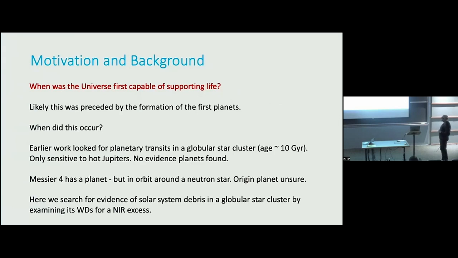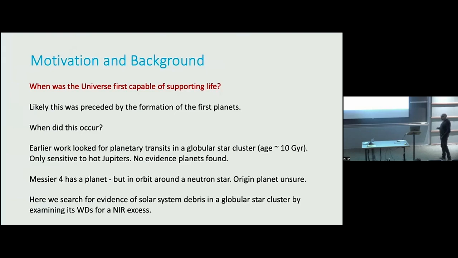For example, there was a planetary transit program 15 or 20 years ago with Hubble in the same cluster I'm going to be talking about, 47 Tucanae, age about 10 gigayears, and they looked for planetary transits. It wasn't a very sensitive survey because they could only look for hot Jupiters at the time, and no evidence of planets was found. We know that Messier 4, another globular cluster, quite metal poor, has a planet, but the planet is in orbit around a neutron star, so it's not at all clear what the origin of that planet is.